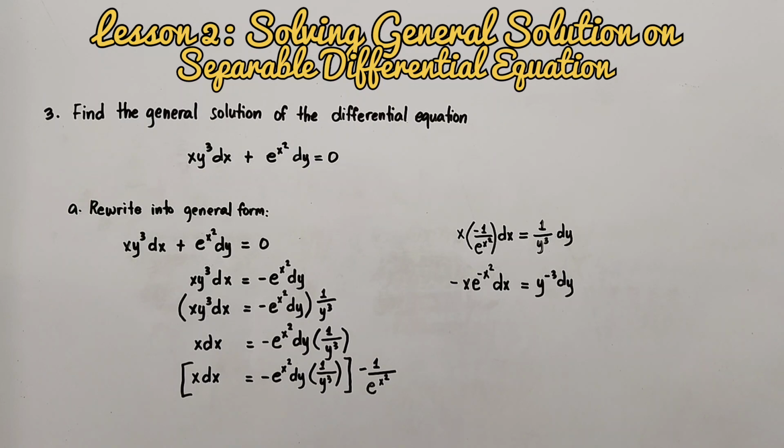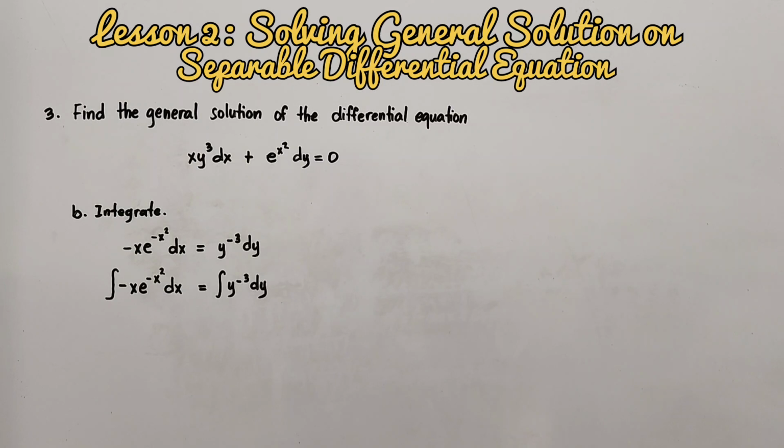We can change the negative 1 over e power x squared into negative e power negative x squared. Multiplying x and the negative e power negative x squared, the product is negative x e power negative x squared dx. And on the right, 1 over y cubed is the same as y power negative 3 dy. So this is now the general form of our differential equation. The next step is to integrate both sides.